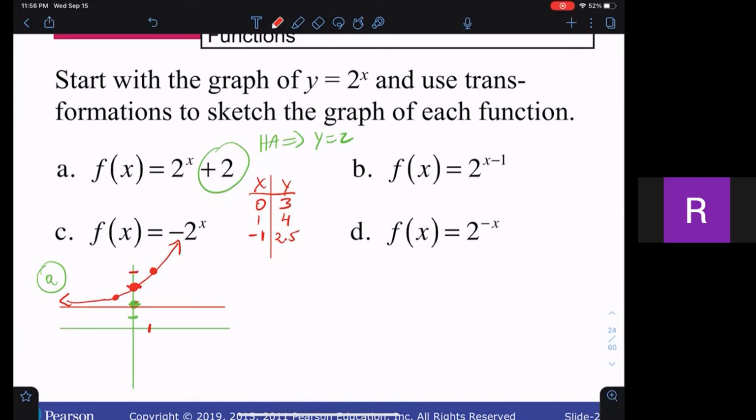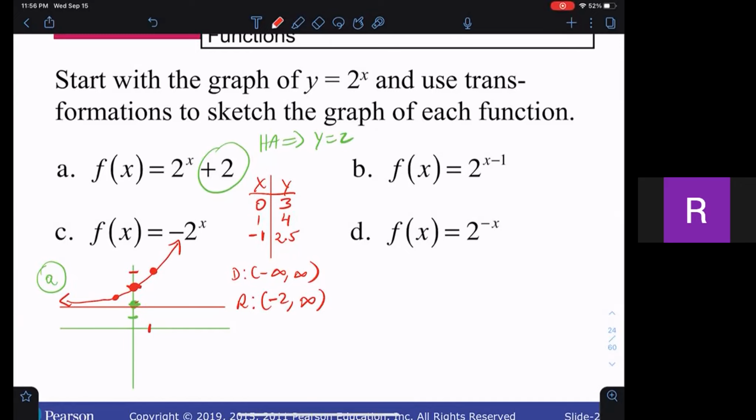So now what you need to do is the domain. What's the domain? All real numbers, no problem. What's the range? Well, the range is from the asymptote and up, right? Because this is a vertical shift, right? So this is going to be 2 not included, infinity. That's it. You're done. Okay. That's that one. That was A, right?